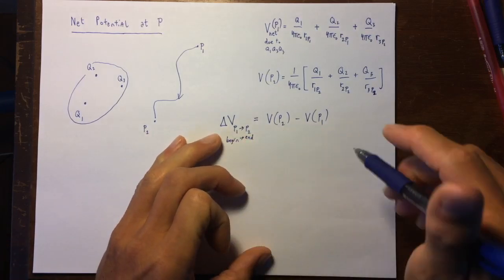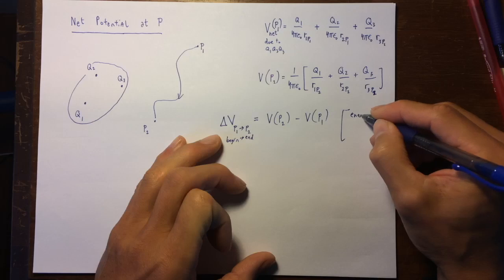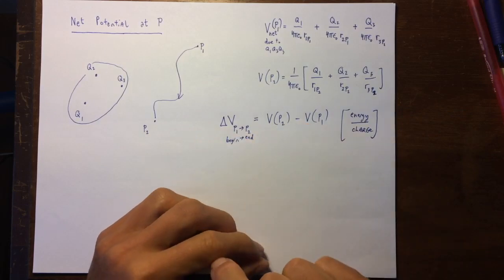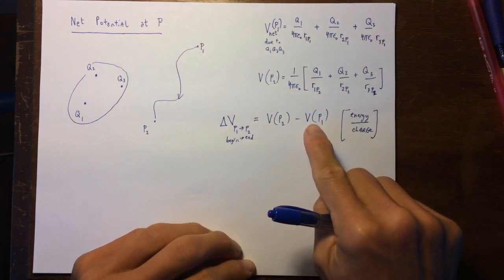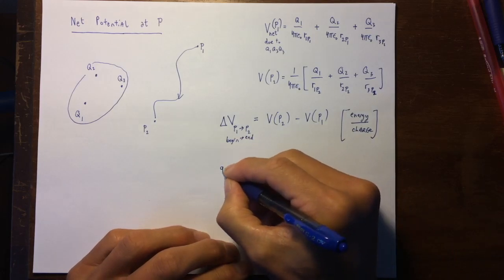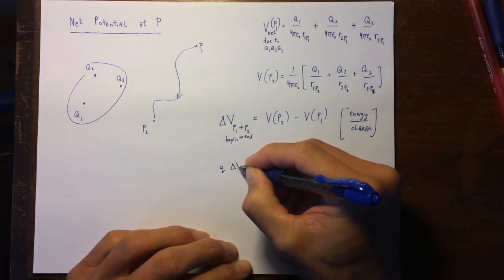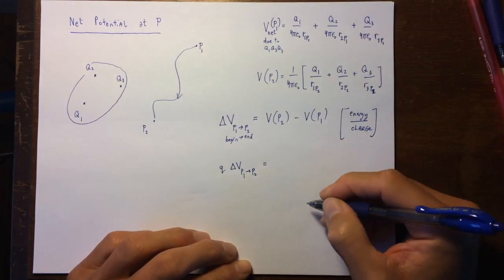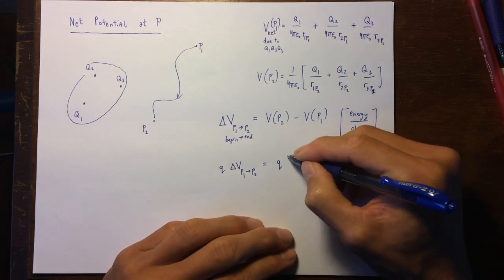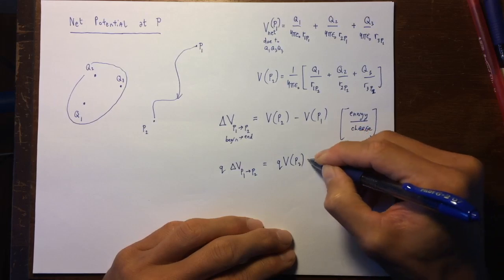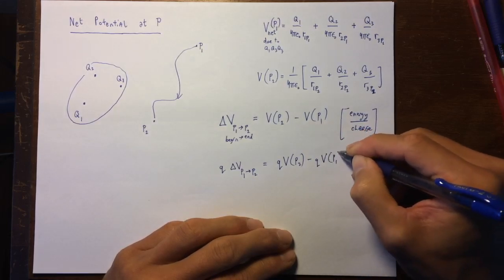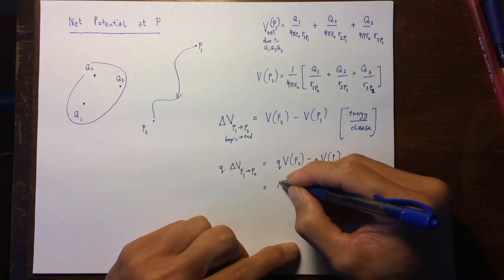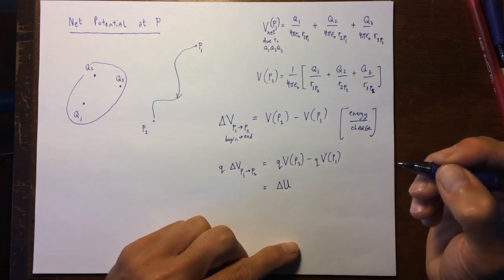If you think about what this is, it's got dimensions of energy per charge, right? This equation is energy per charge. So if I take this equation and multiply by some charge Q, so Q times delta V from P1 to P2, this is equal to Q times V at P2 minus Q times V at P1. What this is actually is the change in potential energy.